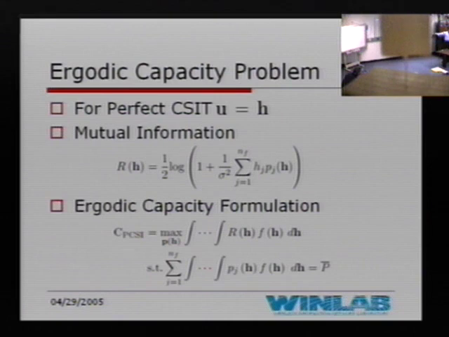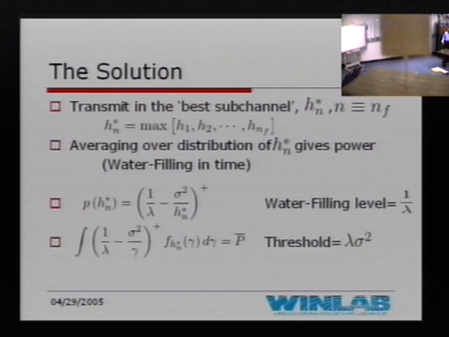For each instance. That's because I was sending the same symbol over all subcarriers. If I were potentially sending different symbols in different subcarriers, then the answer would be the classical water filling solution for parallel channels. But here it's the same symbol replicated across all subcarriers. That's why. Okay, it was a dumb question. No, actually, this was a confusion even we had initially when we were checking. So in this case, it turns out the solution is to transmit in the best subcarrier, and the actual power we put is got by averaging over the distribution of Hn star, which corresponds to water filling in time.